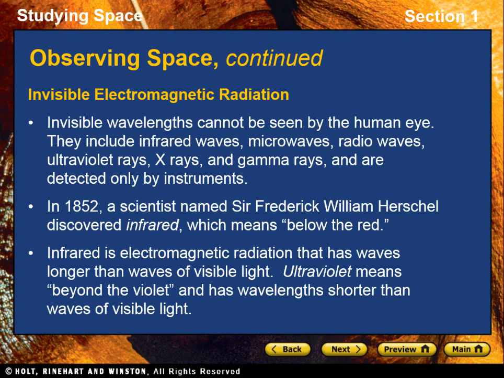Infrared is electromagnetic radiation that has waves that are longer than waves of visible light. Later, other scientists discovered radio waves, which have even longer wavelengths than infrared waves do. The shortest wavelengths of visible light, which are shorter than the wavelengths of violet light, are the ultraviolet wavelengths. Ultraviolet means beyond the violet. The X-ray wavelengths are shorter than the ultraviolet wavelengths are. The shortest wavelengths are the gamma ray wavelengths.